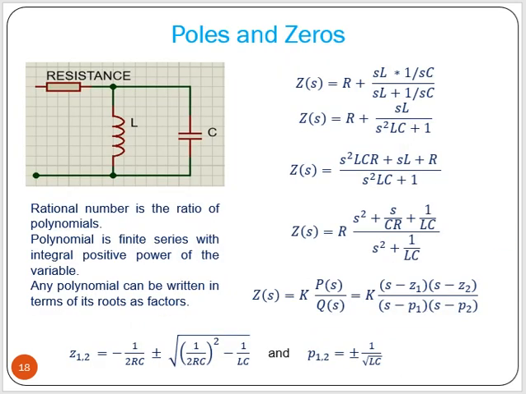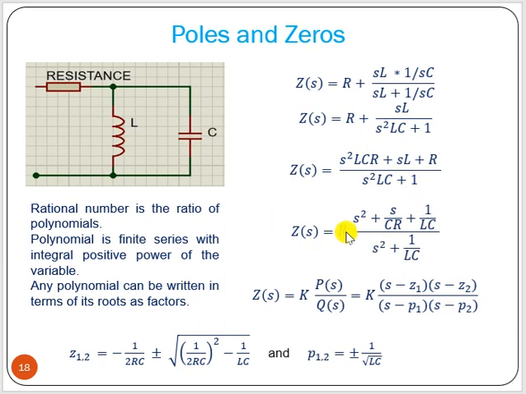Now let us find out one another point, that is poles and zeros. Now say for this simple circuit, resistance, inductance, capacitor, what is the Z(s) that we can find out? With these two in parallel, so sL into 1 by sC divided by sL plus 1 by sC, similarly R1 into R2 divided by R1 plus R2, plus R. So we got Z(s). Now we can solve it, and we will find this particular expression.